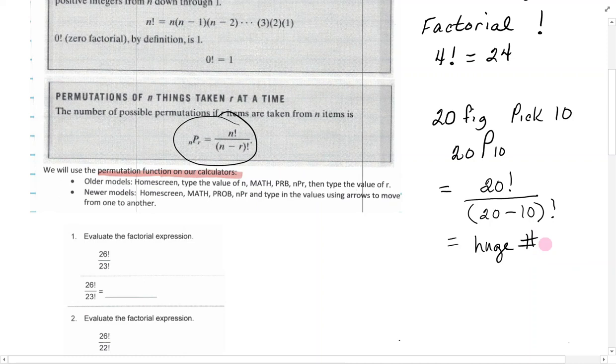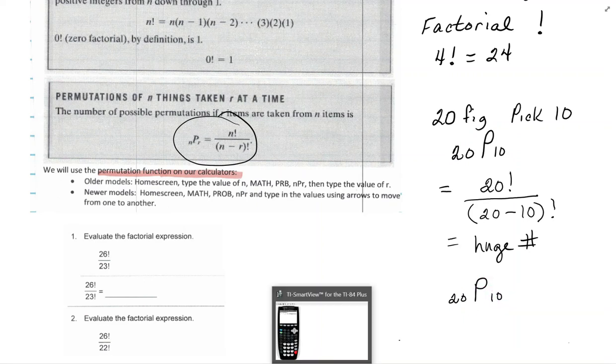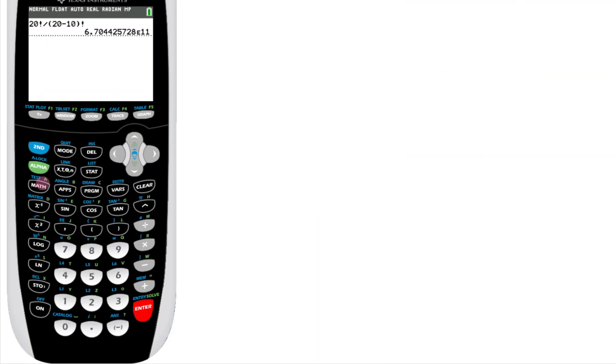We have a shortcut. So I haven't even gotten to our example problems yet, but that was a permutation. You can do it with the shortcut, literally typing in 20P10. We're going to get the same huge number, so let me show you. I'm using a newer model. It's slightly different if you use an older model, but I'm going to go to math. I'm going to go to probability again, and look at choice number 2. It is nPr. That's the permutation choice.